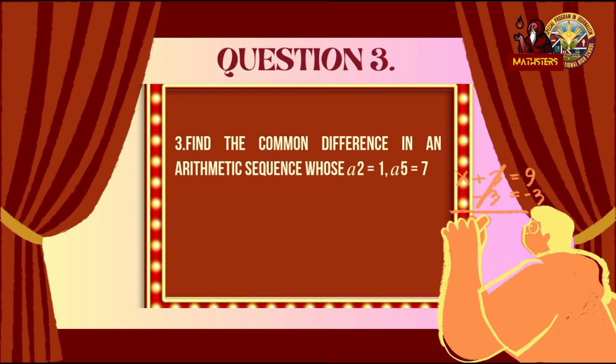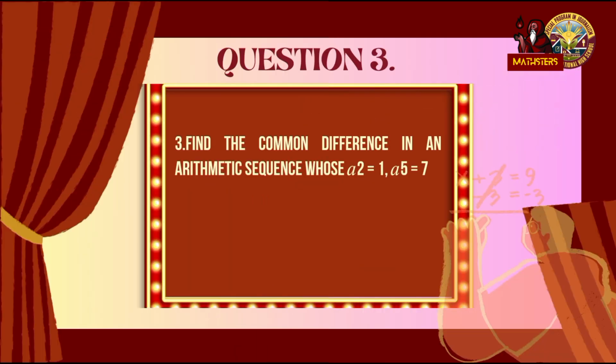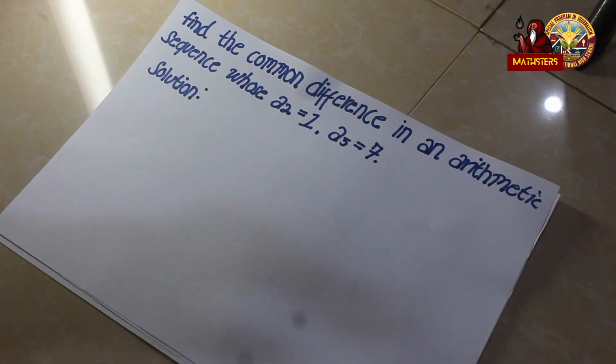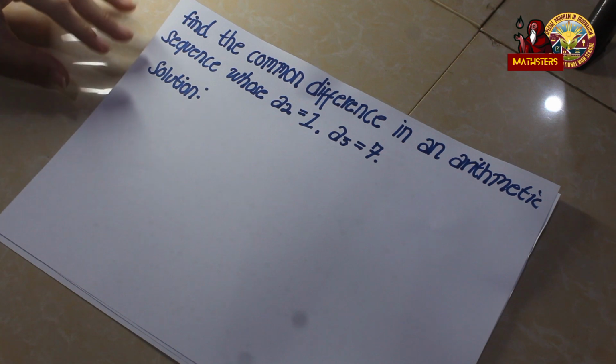Now at this juncture, let's embark on the mathematical adventure in another example. We are given two terms of an arithmetic sequence, a sub 2 equals 1 and a sub 5 equals 7. Our goal is to find the common difference d of the sequence.